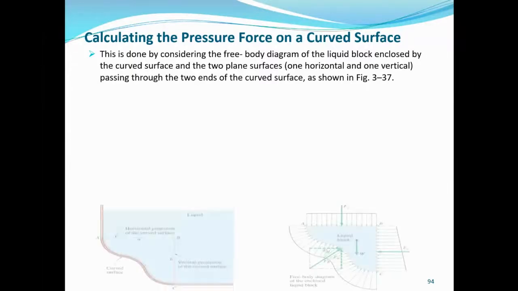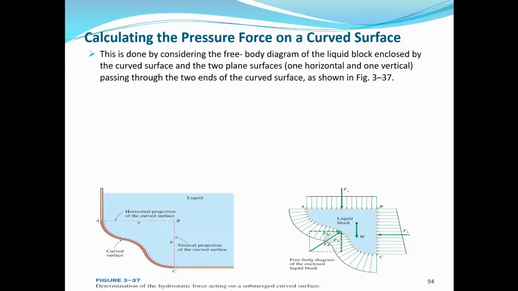So this is done by considering the free body diagram of the liquid block enclosed by the curved surface and the two plane surfaces. This is a curved surface from A to B. You can see that, okay? You have a liquid on top exerting pressure on the curved surface. Now, if you draw the free body diagram of the liquid block enclosed by the curved surface, one horizontal and one vertical, passing through the two ends of the curved surface as shown.